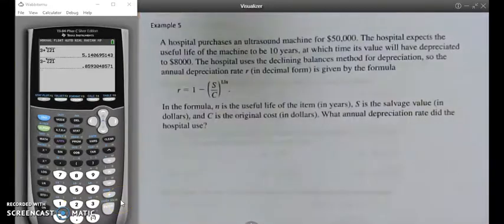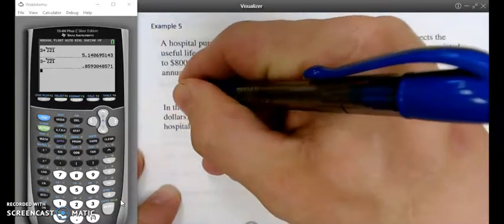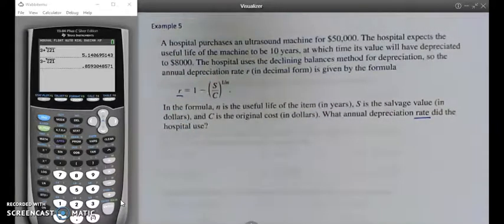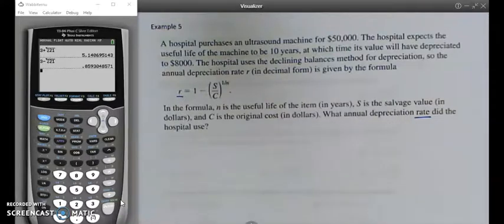This problem might look like an absolute nightmare. You should pause the screen and read through it. But what's going on here is they are giving you a formula for the rate, which is R. So all I got to do is just plug in everything else here that they're telling me what it is and type it in the calculator. So a very straightforward problem.